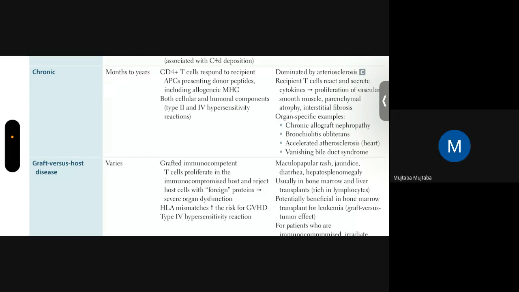But which kind of grafts? Only two kinds of graft can do that, either bone marrow or the liver, because they have a big reservoir of T cells, and T cells here are going to be causing problems. So if the T cells are causing problems, it's an example of which hypersensitivity? Yes, type 4 hypersensitivity, right?